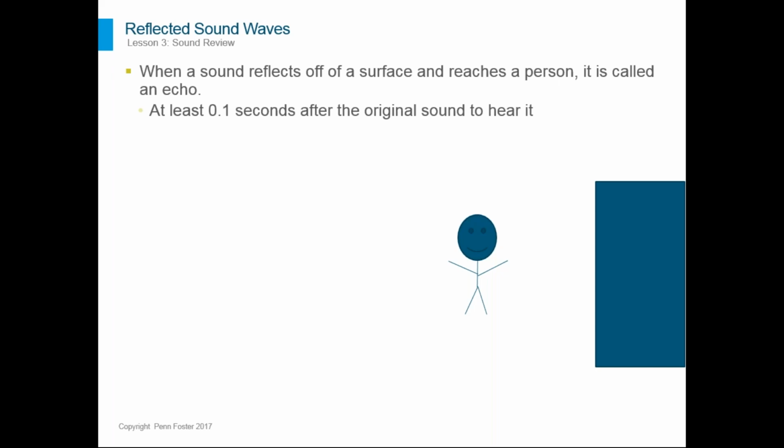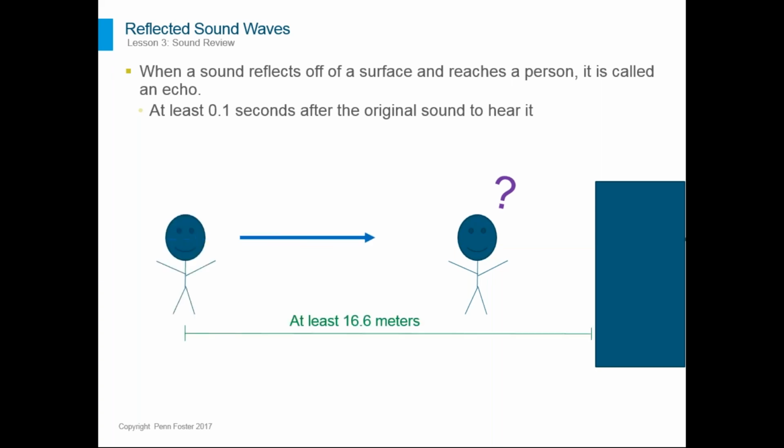So it's got to be at least 0.1 seconds. So you need to be far enough away, because if you're less than that distance away and it takes less than 0.1 seconds, the sound wave hits you so fast that you can't tell it was different. But if you're far enough away, you have enough time to recognize that it's an echo, that it's a separate sound than the first one that went by you. And mathematically, we can figure out that distance. It's at least 16.6 meters.